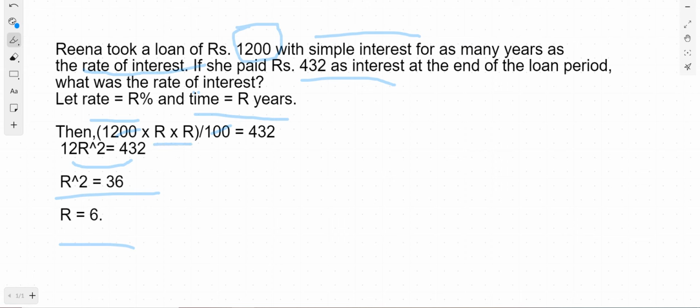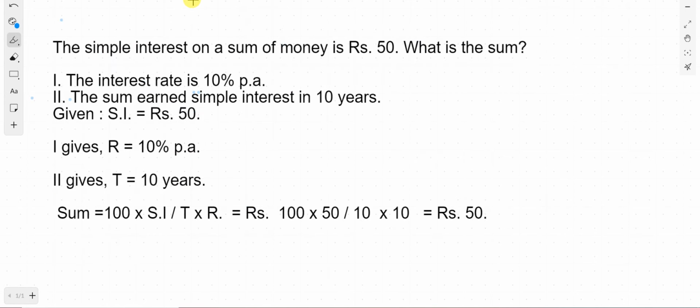The simple interest on a sum of money is rupees 50. What is the sum? The interest rate is 10% per annum, and the sum earned simple interest in 10 years. It means we know the time, we know the rate percent, and we know the simple interest. We need to calculate the principal. We know the formula for principal: 100 into SI divided by T into R. So we will just put in the values and we will get our answer, which equals rupees 50, equal to the simple interest given in the question.